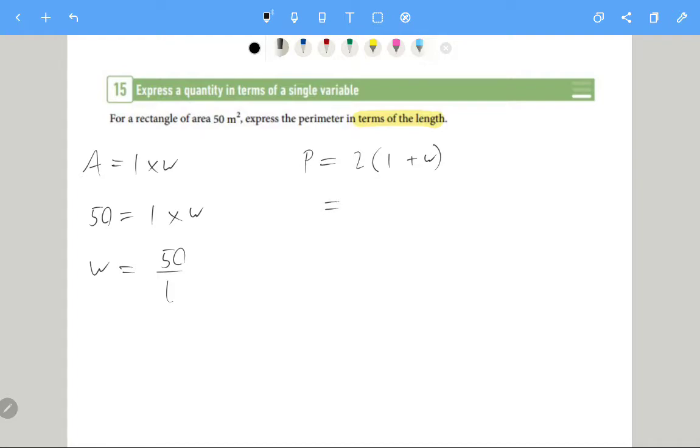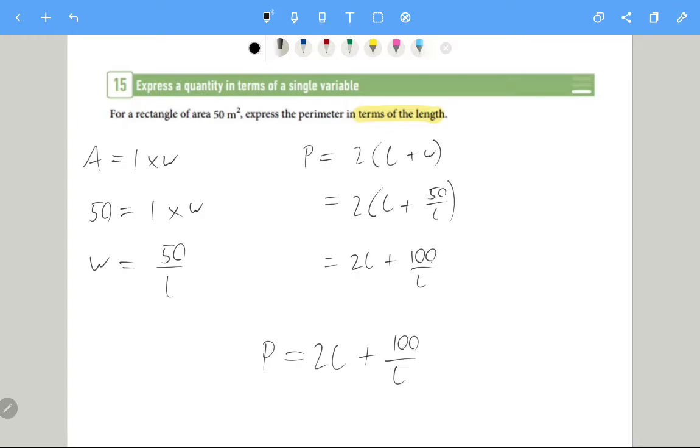Well, we know what the length is, it's just L, and the width is 50 over L. So let's substitute that in. And we can expand the brackets and we get 2L plus 100 over L. And that is our final answer. The perimeter can be expressed in terms of the length as 2L plus 100 over L.